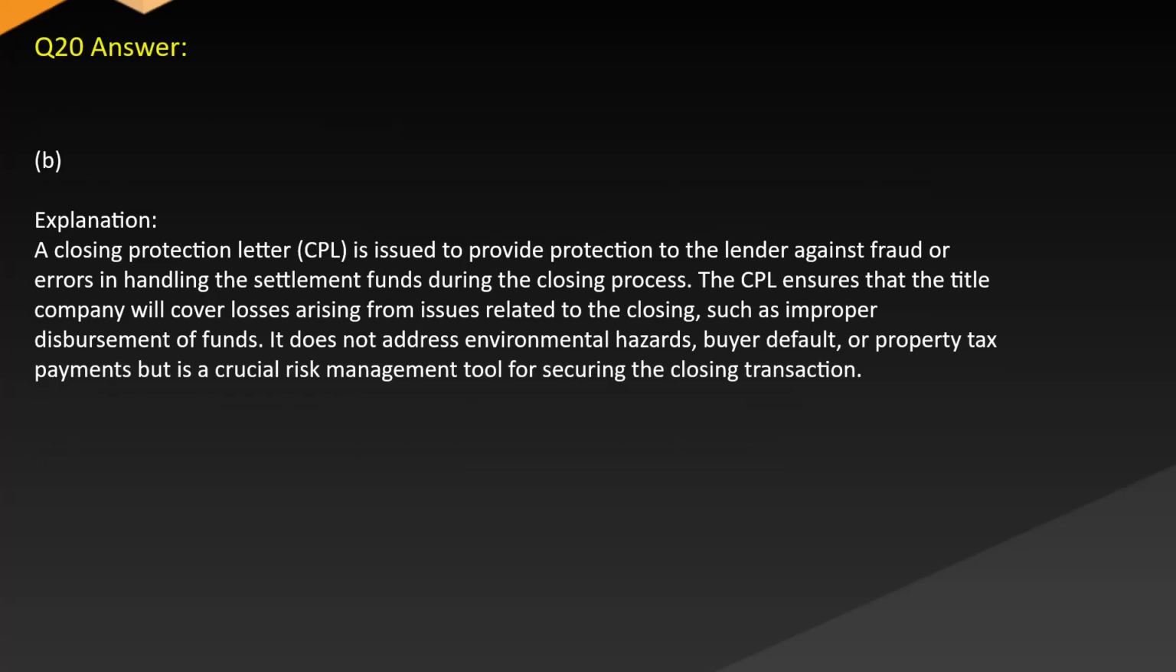Answer B. Explanation. A closing protection letter (CPL) is issued to provide protection to the lender against fraud or errors in handling the settlement funds during the closing process. The CPL ensures that the title company will cover losses arising from issues related to the closing, such as improper disbursement of funds. It does not address environmental hazards, buyer default, or property tax payments, but is a crucial risk management tool for securing the closing transaction.